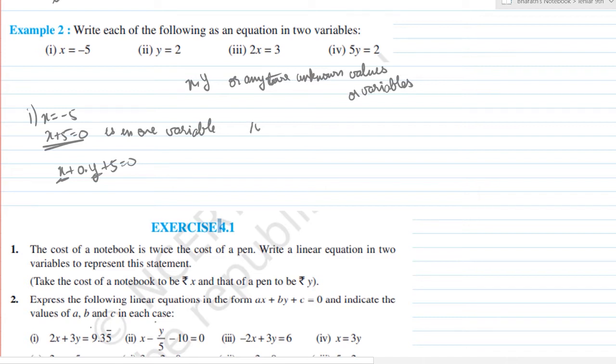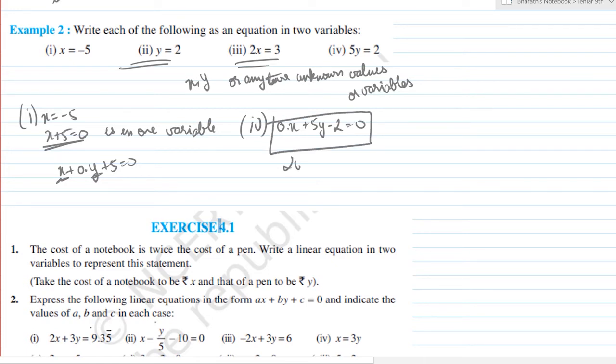So let's go for the fourth question. You do this on your own, and this also you do on your own. So there is no x variable here. So 0 into x plus 5y minus 2 is equal to 0, right? These are equations in two variables.